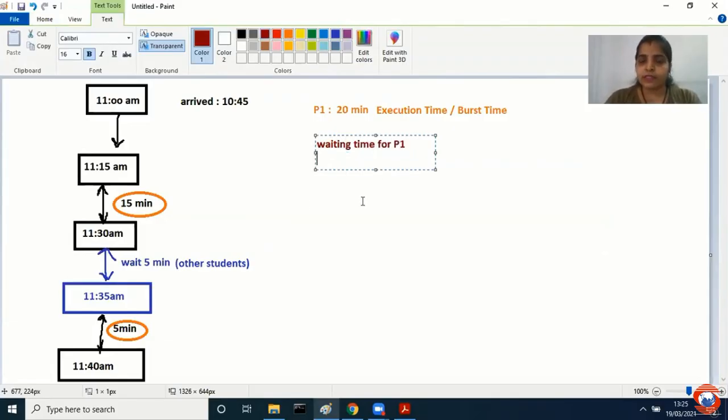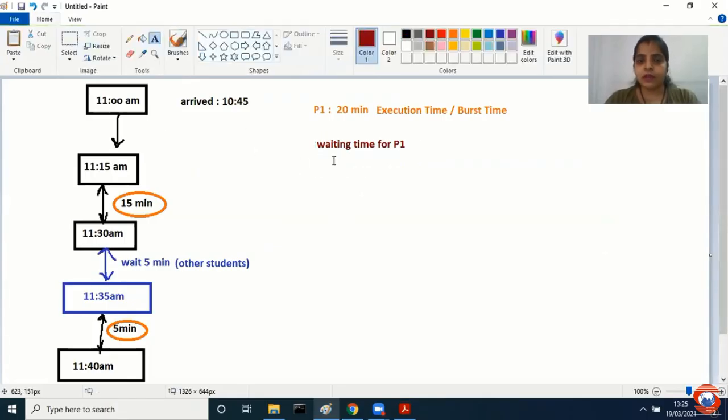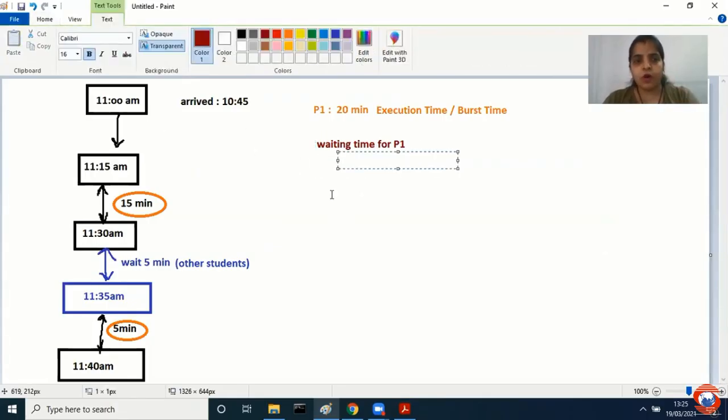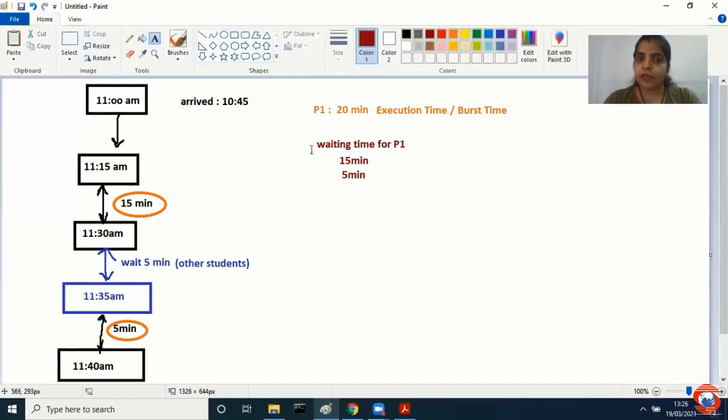Can you please tell me what is the waiting time? Waiting time for P1 for the first time was 15 minutes. And later it waited another 5 minutes. Are you getting why 15 minutes?